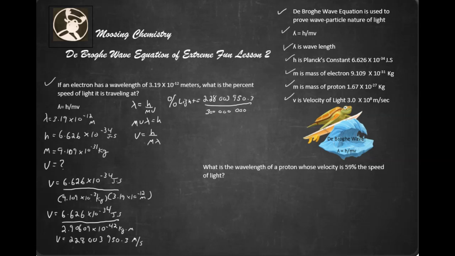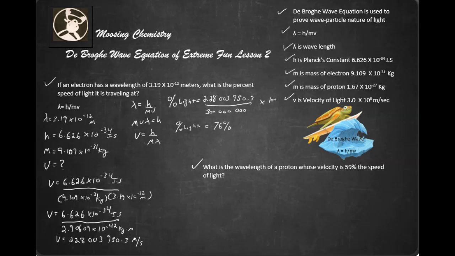And that's going to give me the fraction of light. And we have to make this times 100, of course. It's going to give me 76% the speed of light. So that electron is traveling at 76% the speed of light. Pretty simple, yeah. So let's look at the next one.